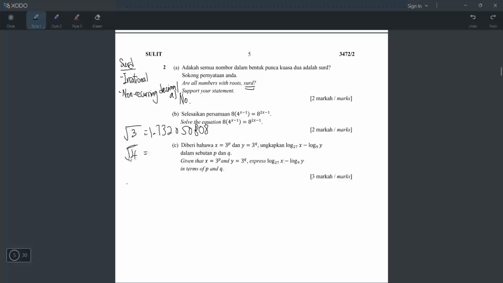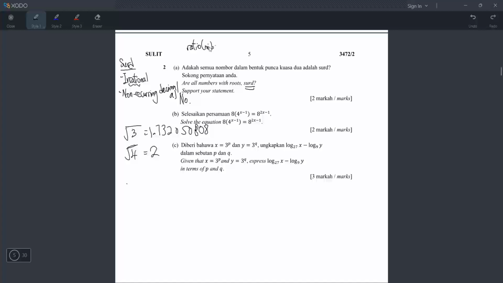But if you press square root 4, they will just give you 2. So it means square root 4 will give you a rational number, but square root 3 will give you an irrational number. So what is irrational? Irrational, actually, this word comes from the word ratio. So what is ratio? Ratio is nisbah.